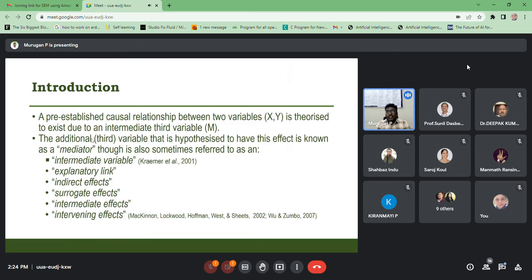Now try to understand what is mediator. I'll give you some examples to understand what is mediation, and why we are trying to understand this sort of relationship.